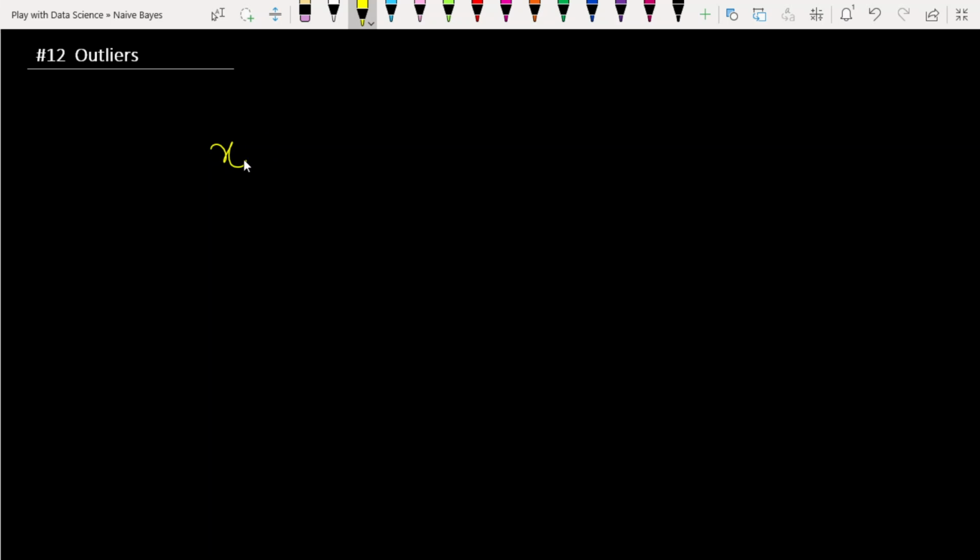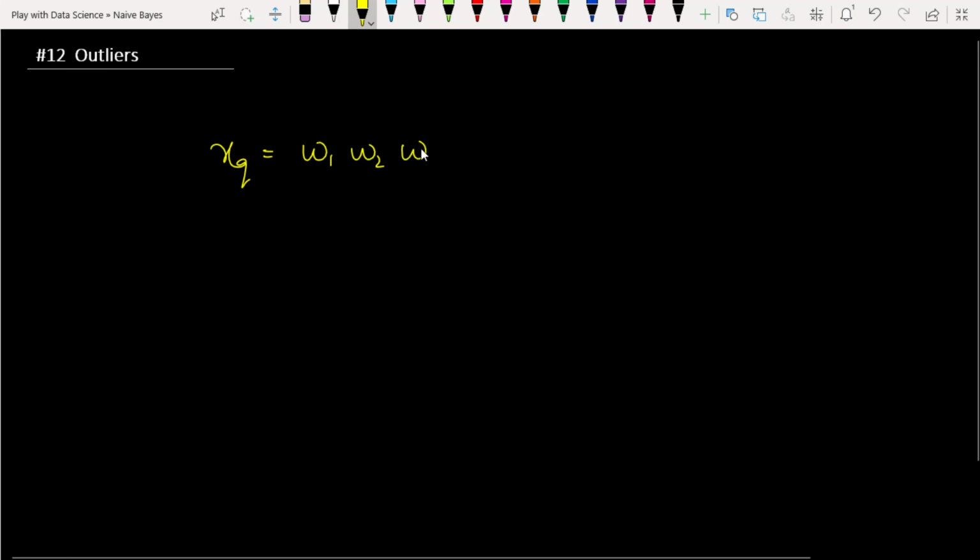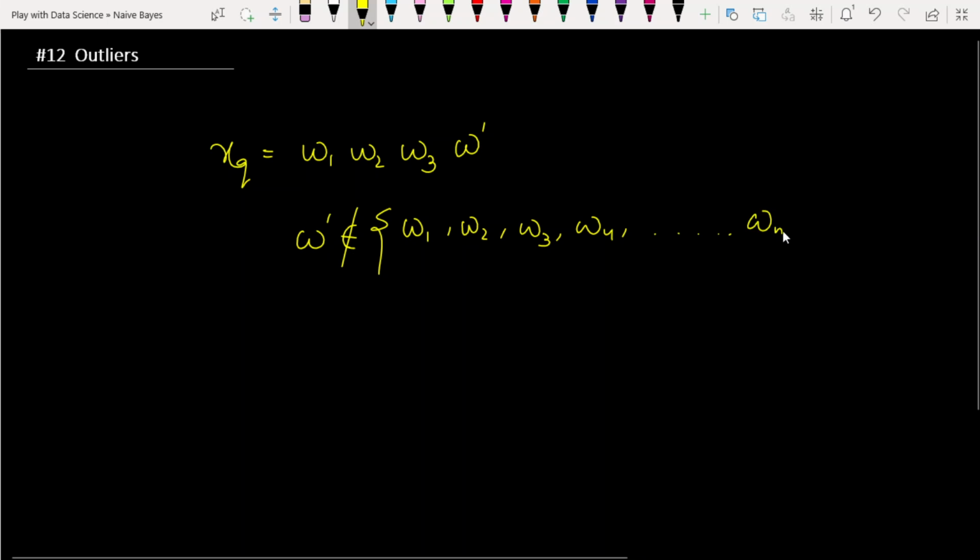Let's take our query text. Suppose w1, w2, w3, and we have one point w dash. This w dash is called an outlier if this word does not belong to our data corpus. Suppose in our data sets we have the words w1, w2, w3, w4, up to wm. This is our data corpus, our training data sets, and these words belong to our training data sets.